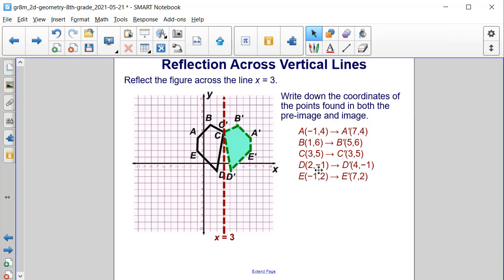Okay, and we see the solution to this problem. So here's the line of reflection, x equals 3. We noted that C and C prime are exactly the same. And then A and A prime, B and B prime, D and D prime, E and E prime do share the coordinates that we had found.